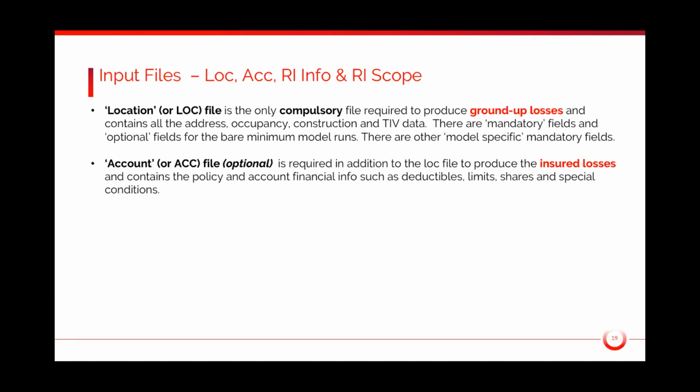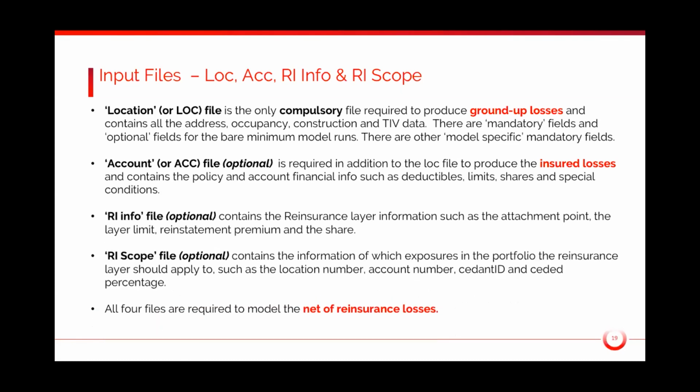And then we have 2 reinsurance files, the info and scope. Now, these will have the specific details of the application of the reinsurance structures that you wish to apply in the model. So all of your attachment points and layer information, reinstatement information. And so you need all 4 of these input files to actually model and calculate your net of reinsurance losses.